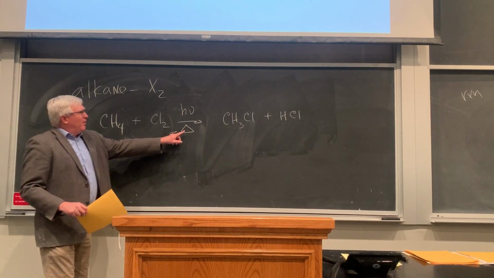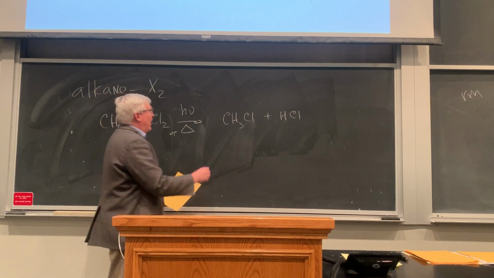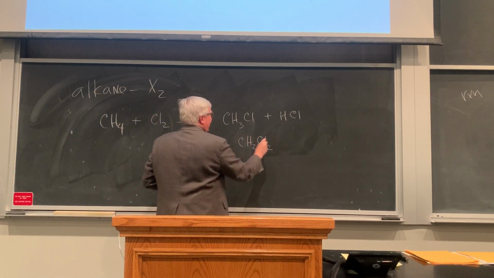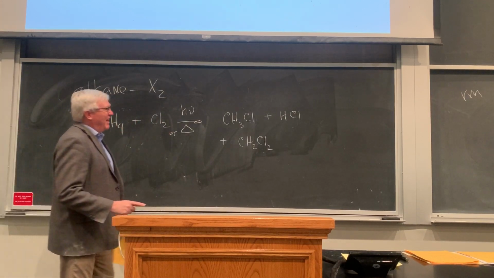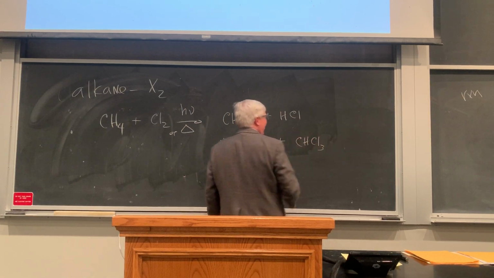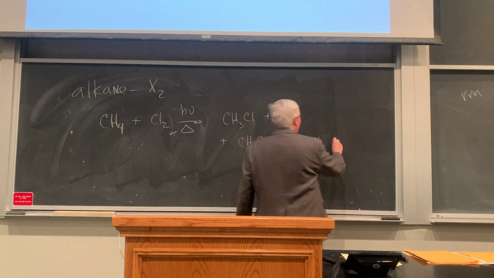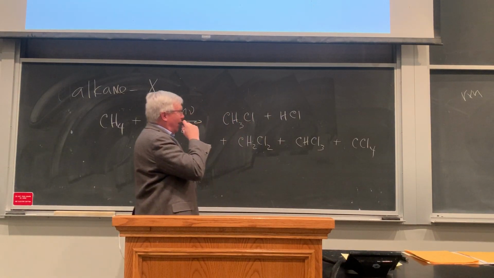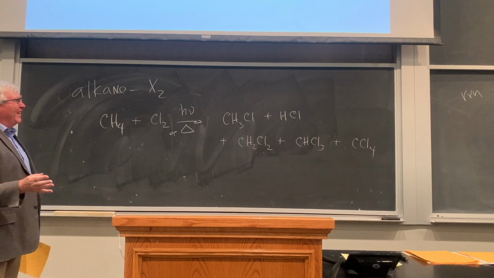Now the problem is, if you're heating this up, or even with light and chlorine, you'll often get over-halogenation. So you'll also get this. You'll get dichloromethane or methylene chloride, and that's not the end. You'll also get, what's this? Yep, chloroform, trichloromethane. And is that the end of the story? No. You'll also get carbon tetrachloride. That is the end of the story. You can't put a fifth chlorine on it.